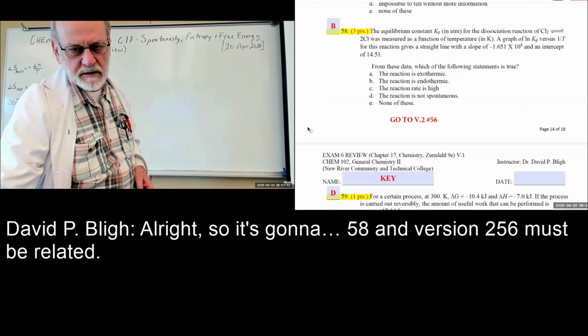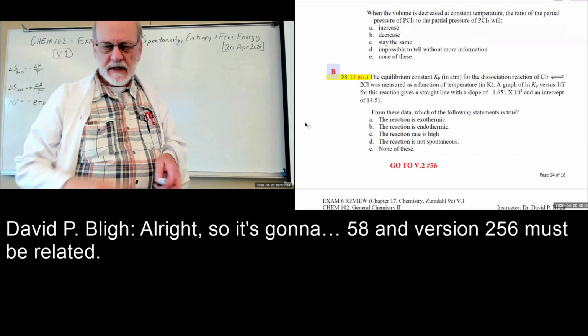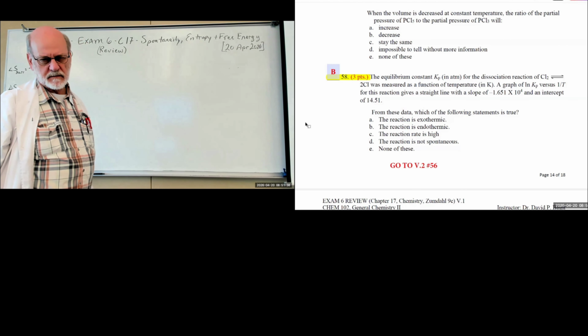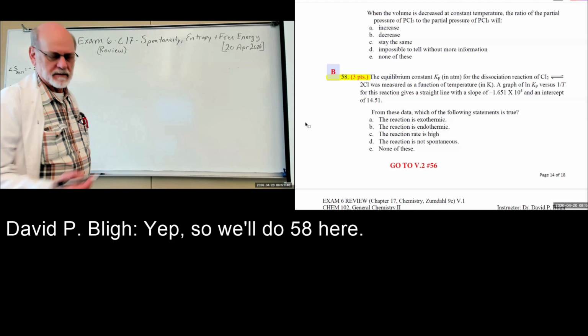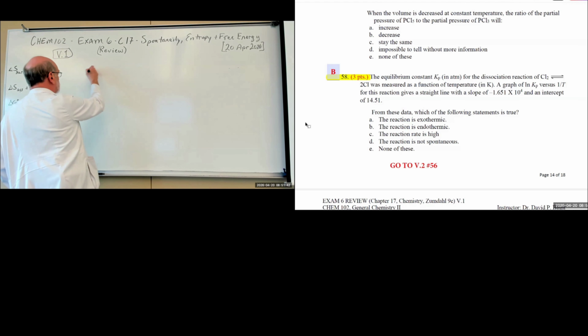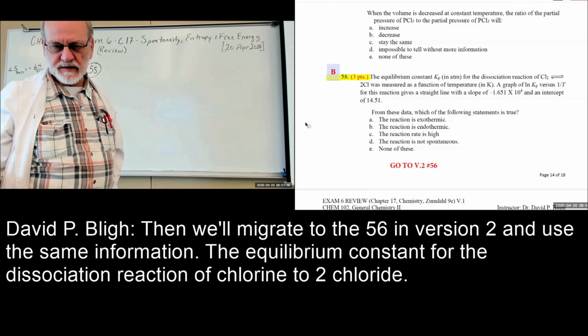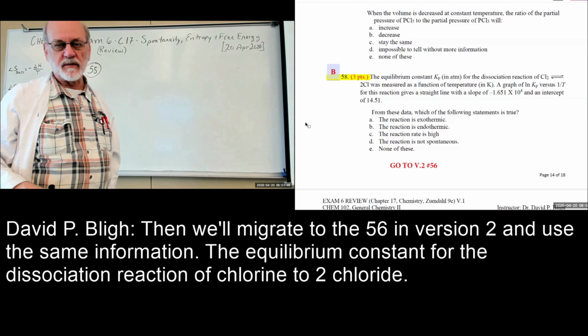All right, so 58 and version 2 number 56 must be related. So we'll do 58 here, then we'll migrate to the 56 in version 2 and use the same information.